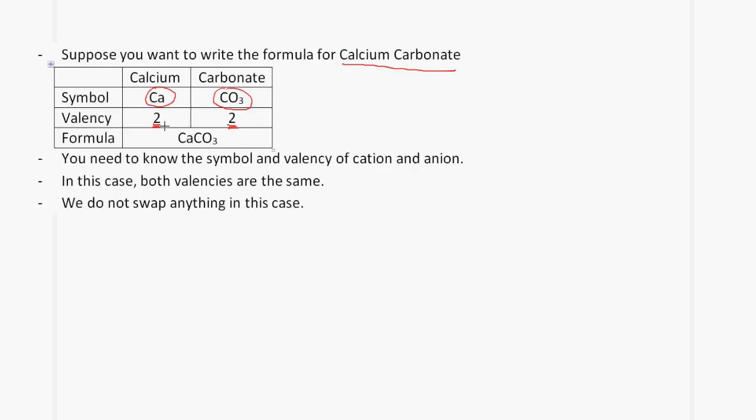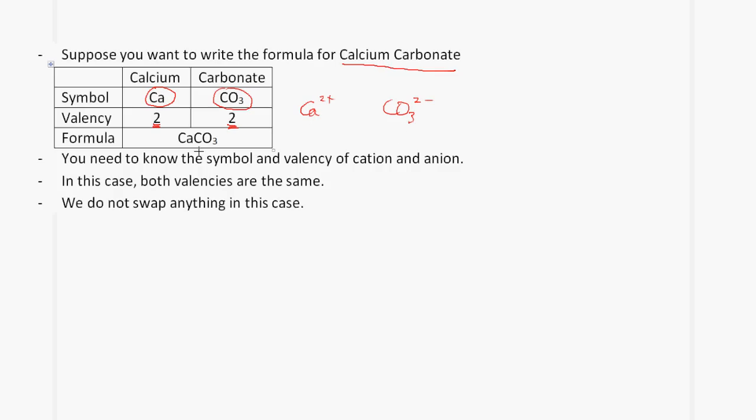Now calcium is Ca2+ and carbonate is CO3 2-. You have a +2 charge here and you have a -2 charge here. Therefore, one calcium ion will combine with one carbonate ion, and that is why the formula is CaCO3.